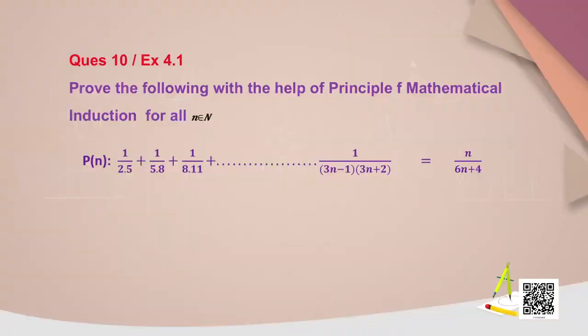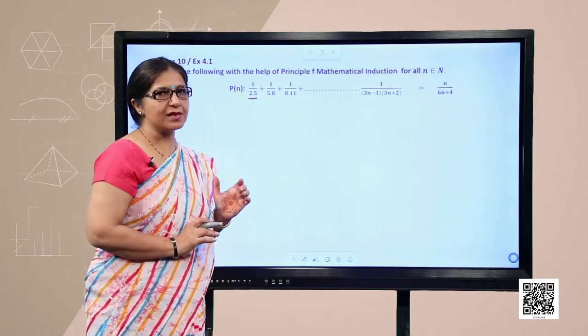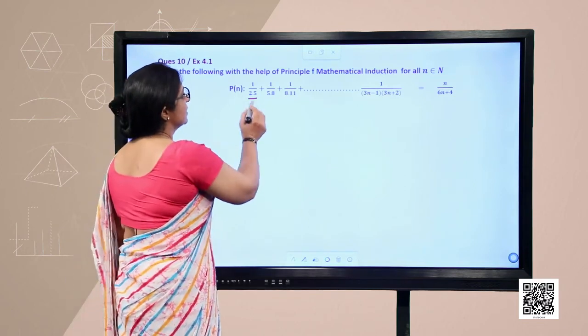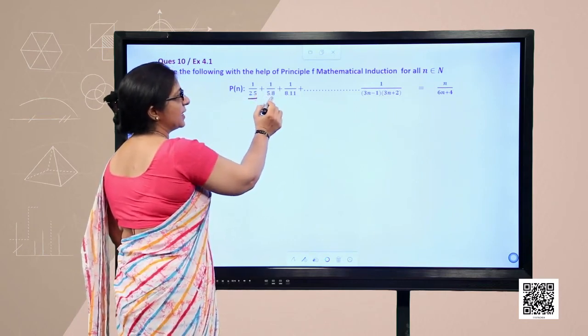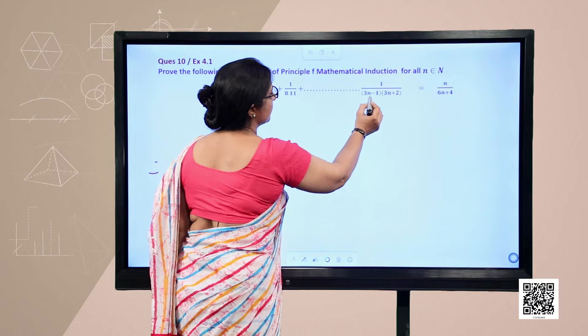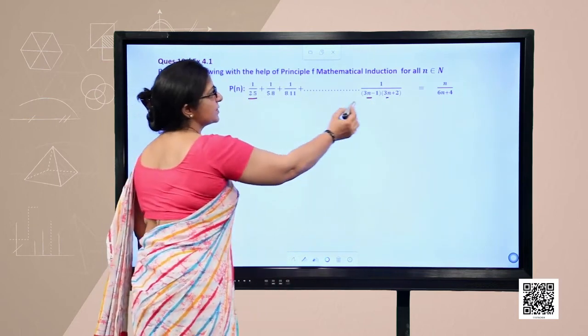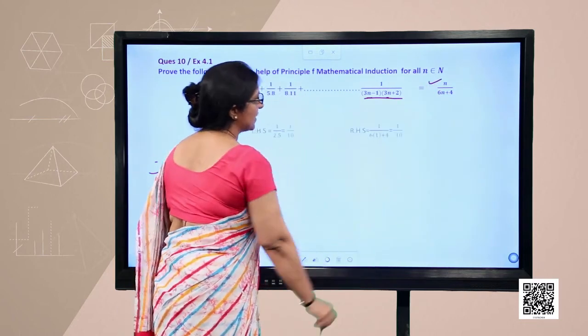Now another question from your exercise 4.1, that is question number 10. Prove the following with the help of principle of mathematical induction for all n belonging to N. The statement is 1 upon 2.5. Don't mistake it as a decimal. This is nothing but a product, 2 multiplied by 5, plus 1 upon 5 multiplied by 8, plus 1 upon 8 multiplied by 11, till nth term. This is equal to n upon 6n plus 4.